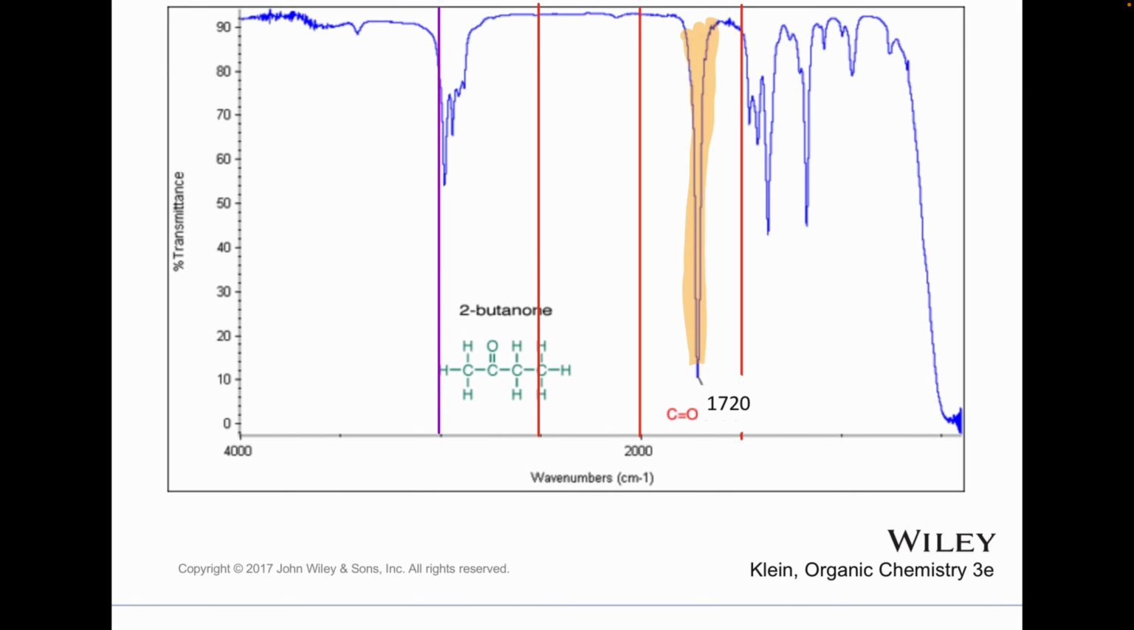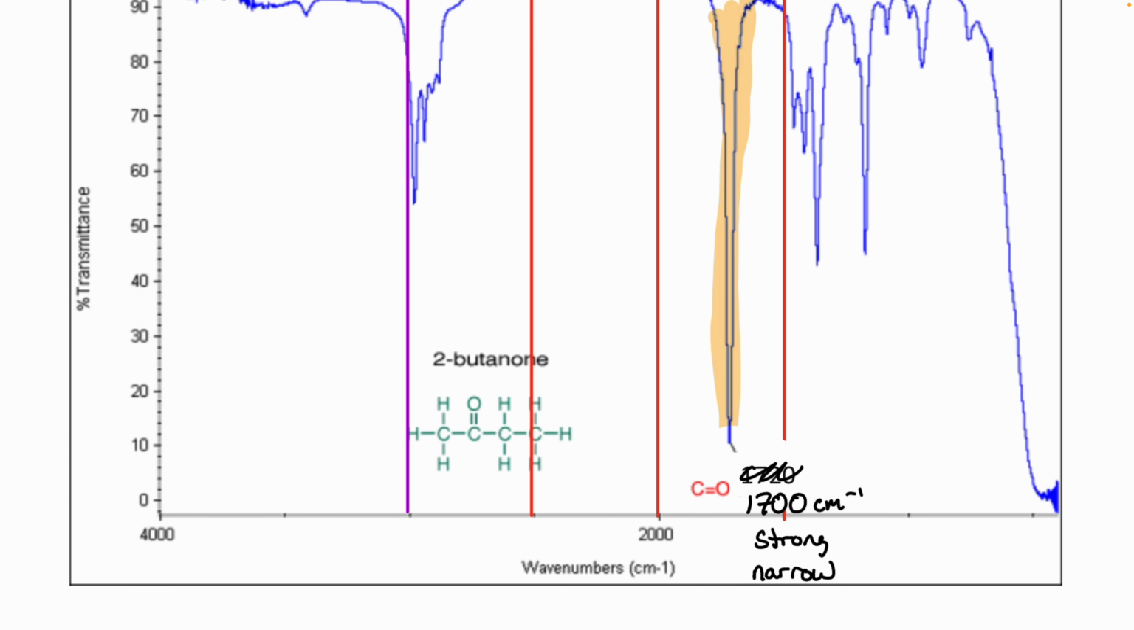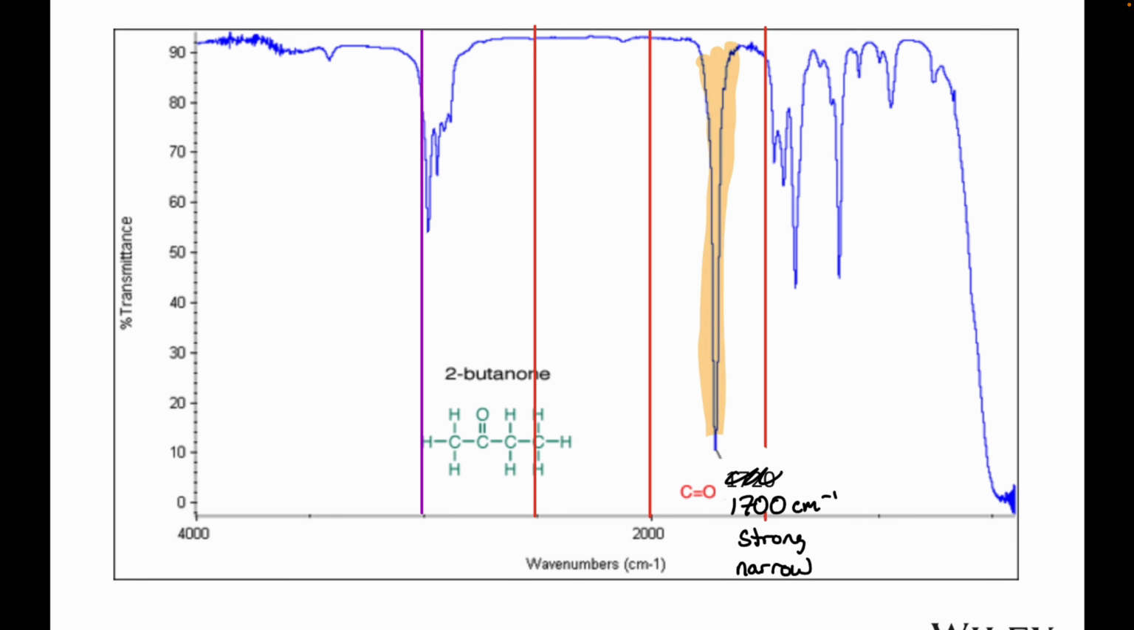All right, so our carbonyl bond is around 1700 inverse centimeters, always very strong and very narrow. All right, so that nice sharp peak in your double bond region is indicative of a carbonyl group.